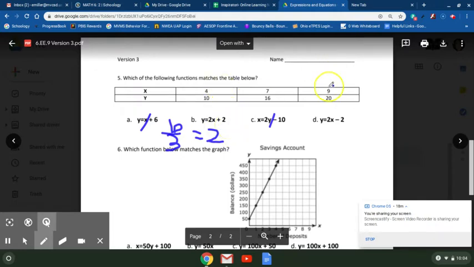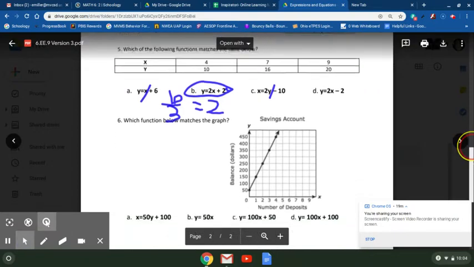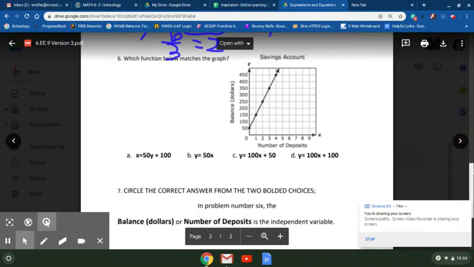Let's try it over here. 2 times 9, which is 18, plus 2 is 20. So the answer here is going to be B. All right, let's take a look at the next one here, which is which function below matches the graph.